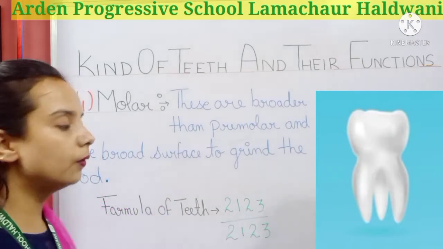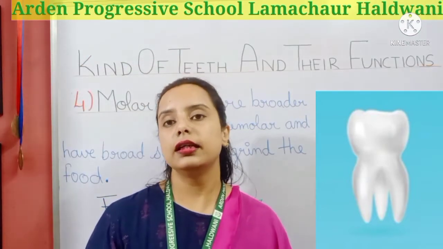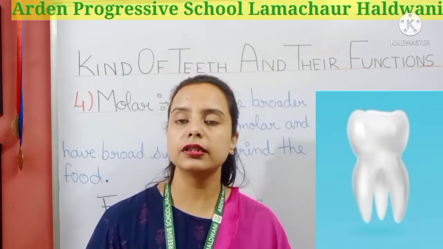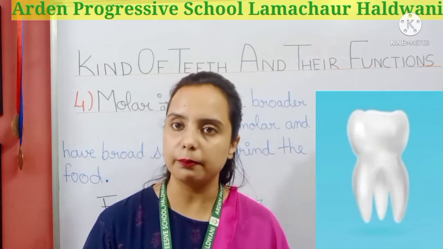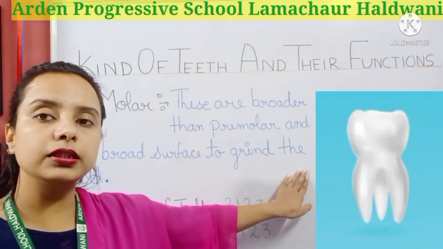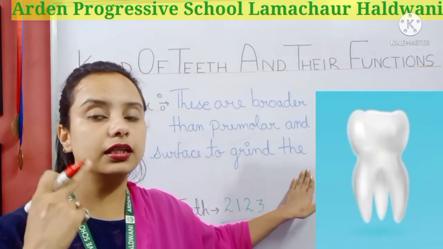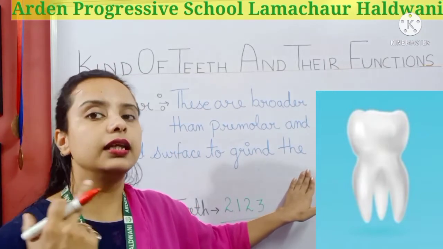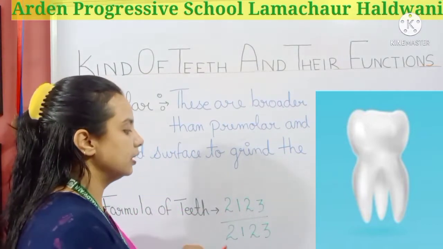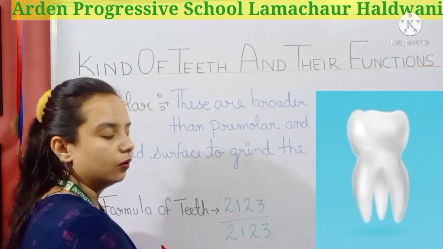Now here is the formula of the teeth. As I have told you, the incisors are 4 in number, the canines are also 4, the premolars are also 4, but the molars are 6 in number: 6 in the upper jaw and 6 in the lower jaw. So here it is in formula: 2 1 2 3, 2 1 2 3. The number is the same.